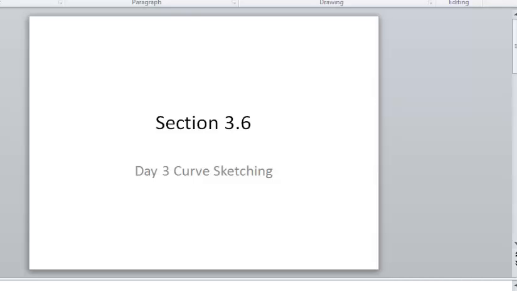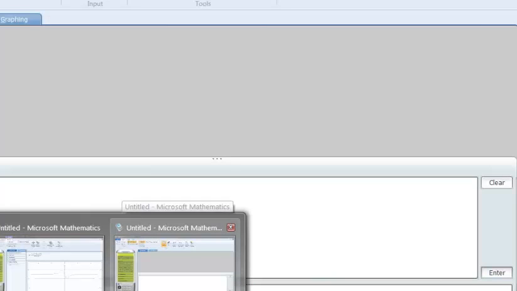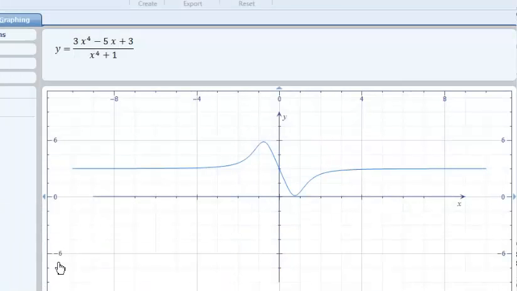Okay, in this section, the last section of curve sketching, we're going to look at a couple special cases. So the first thing it asks me to do is use a graphing calculator to graph the function. Use the graph to determine whether it is possible for the graph of the function to cross the horizontal asymptote. So let's just start with that. I've already got the graph in my graphing calculator, and this is what it looks like.